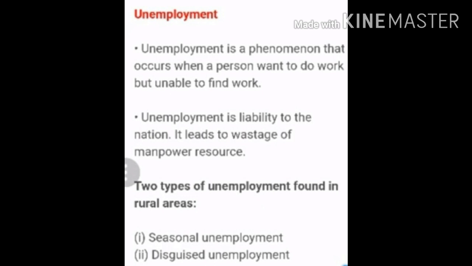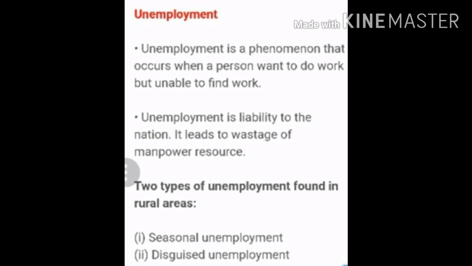While people have completed their educations, there is a lack of job opportunities, and so they do not have jobs. That's why the condition of unemployment is created. Here, two types of unemployment are found in rural areas. The first one is seasonal unemployment and the second is disguised unemployment.